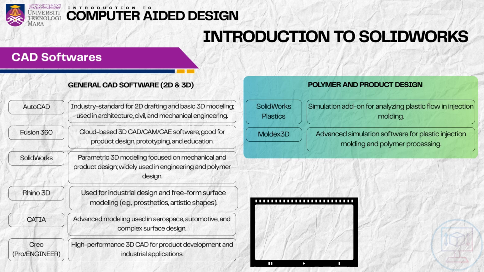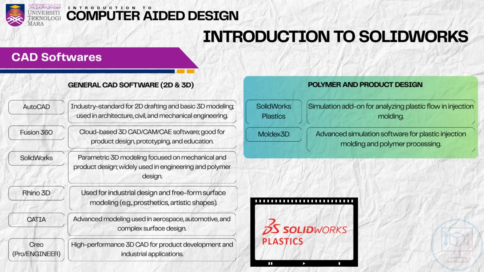When it comes to polymer and product design, we often require specialized simulation tools that go beyond simple 3D modeling. One such tool is SolidWorks Plastics, which is an add-on to the SolidWorks platform. It allows engineers to simulate the flow of molten plastic during the injection molding process. This helps in identifying defects such as air traps, weld lines, or improper filling before the physical mold is even made, saving time and cost.